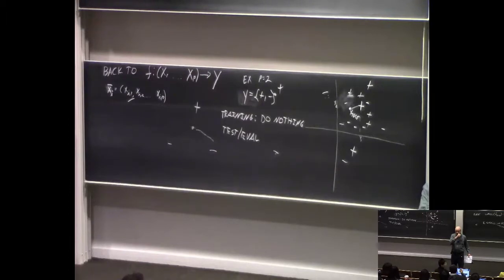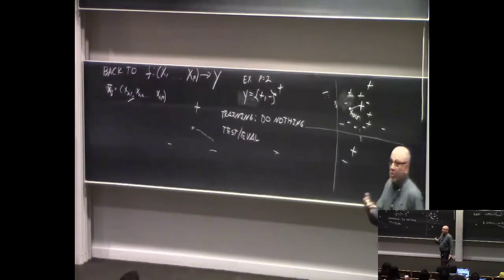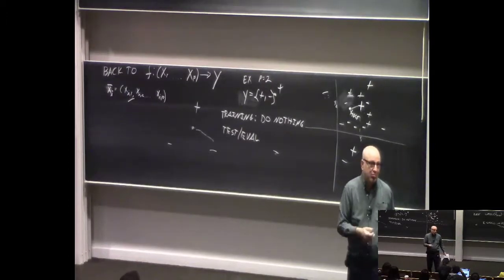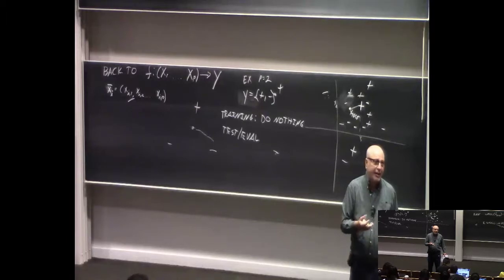Examples that have closer points in terms of feature tend to have the same output. Yeah, nearby points tend to have the same label. That's an assumption. It's such a natural assumption that we may not even think to make it.